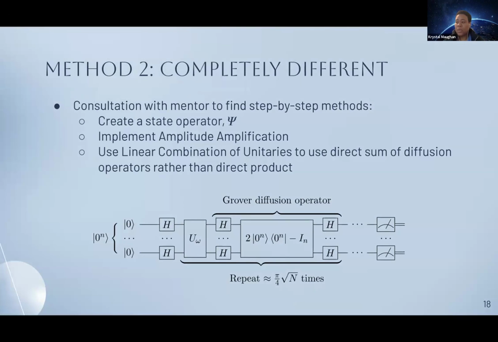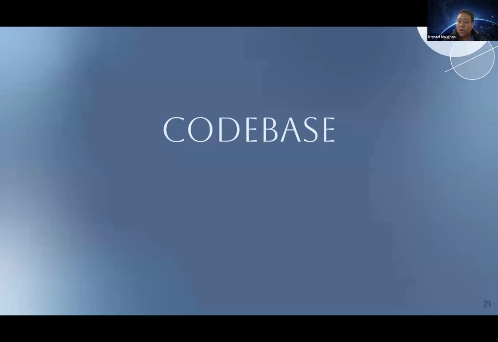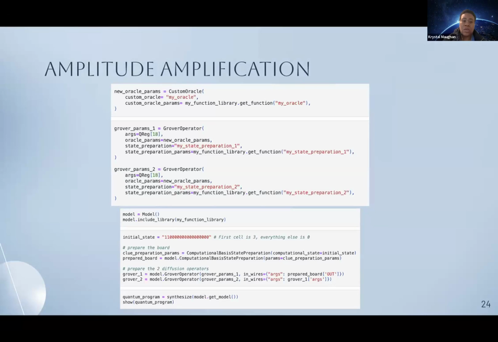So eventually, Eden met with us and identified an approach that we could use that consisted of 3 steps in Classiq. We create this state operator psi, we implement amplitude amplification, and then we use the third, which is the linear combination of unitaries, or LCU. So this goes into the things we learned. And with that, I can bring in Vansh to talk about some of the methods we use, which are in our code base: the state operator and amplitude amplification.